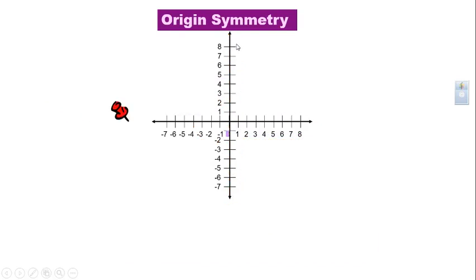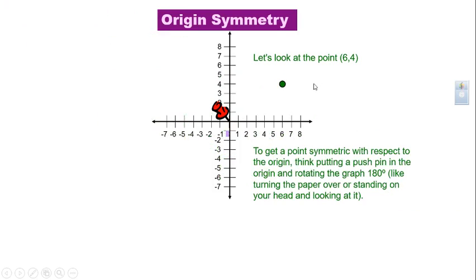Let's talk about origin symmetry. With origin symmetry, we're doing two reflections basically. We're reflecting about the x-axis and about the y-axis. So point 6,4 is also going to have a corresponding point. In this case, it's kind of like turning the graph on its head. You're going to flip it about the y-axis and also about the x-axis.